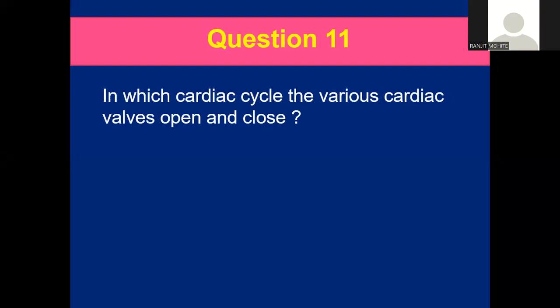In which cardiac cycle do the various cardiac valves open and close? Mitral. The mitral valve opens in diastole and closes in systole. The aortic valve opens during systole and closes during diastole.